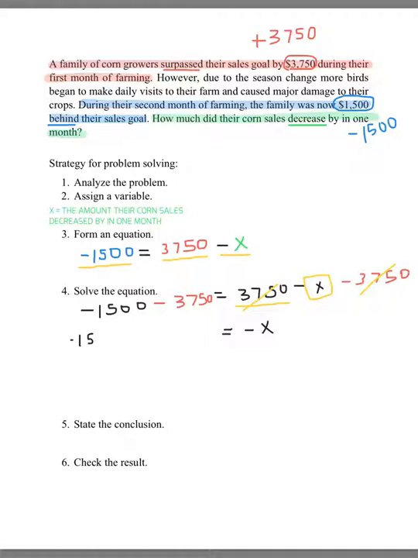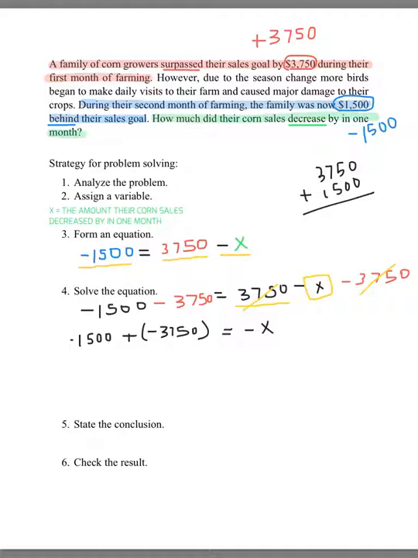So it's going to be 1,500 plus a negative 3,750. And then again, since they're both negative, we're just going to go ahead and sum them up. So we'll do that off to the top right, and we'll have 3,750 plus 1,500.